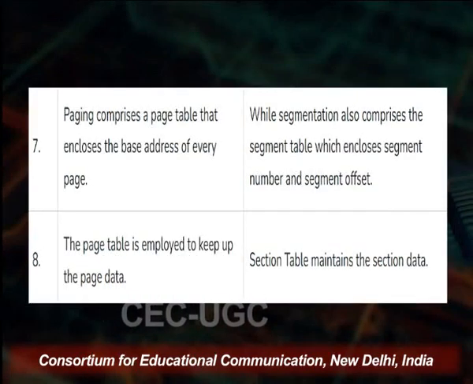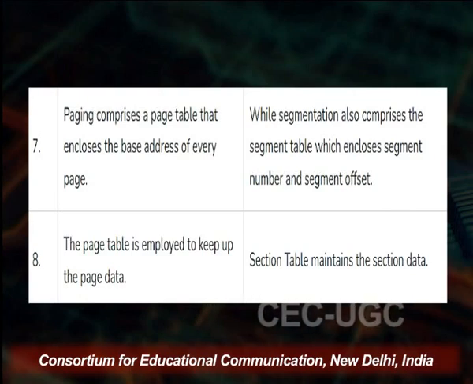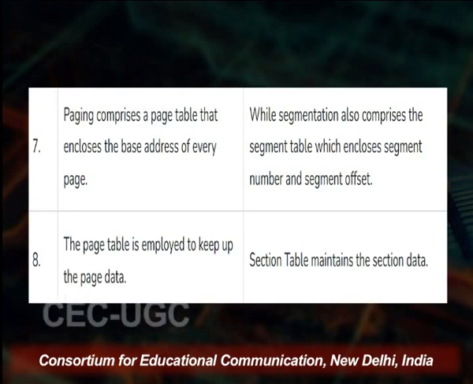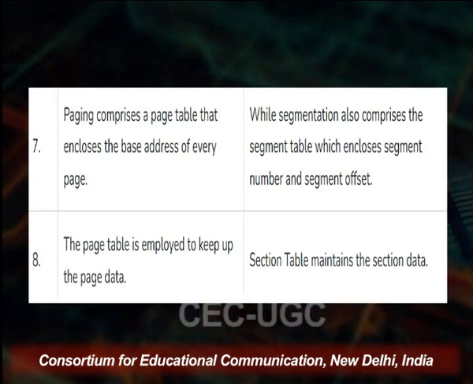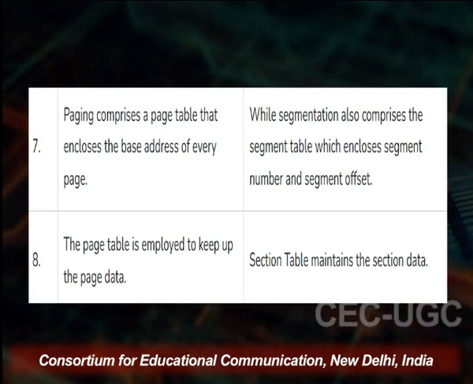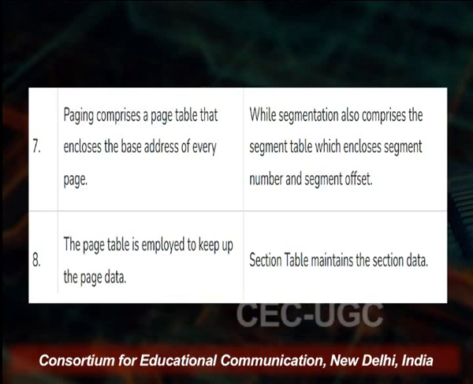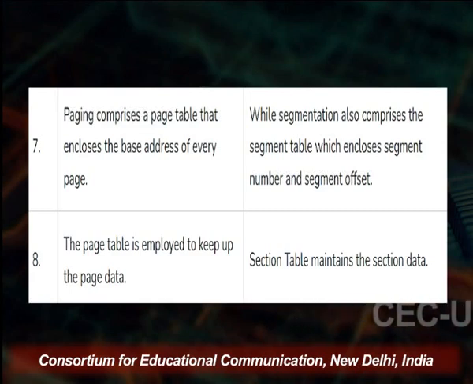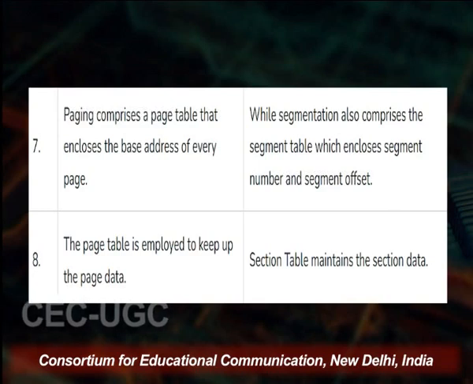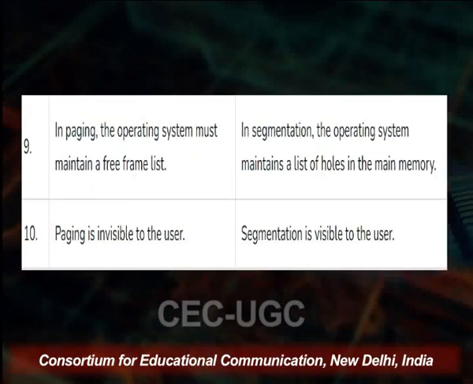Then we have paging, when we talk about how it is going to be implemented. Paging comprises a page table that encloses the base address of every page, while on the segmentation side we have a segment table which encodes a segment number and the segment offset. The page table is employed to keep up the page data. The section table maintains the section data. That's very obvious.